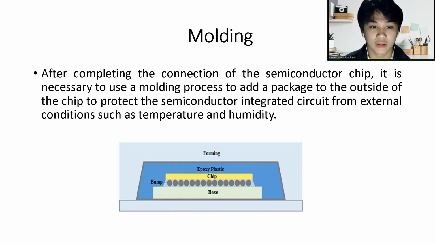Fourth is molding. After completing the connection of a semiconductor chip, it is necessary to use a molding process to add a package to the outside of the chip to protect the semiconductor integrated circuit from external conditions such as temperature and humidity. After the packaging mold is made as we required, we put the semiconductor chip and the epoxy molding compound or EMC into the mold and seal it. The sealed chip is its final product.